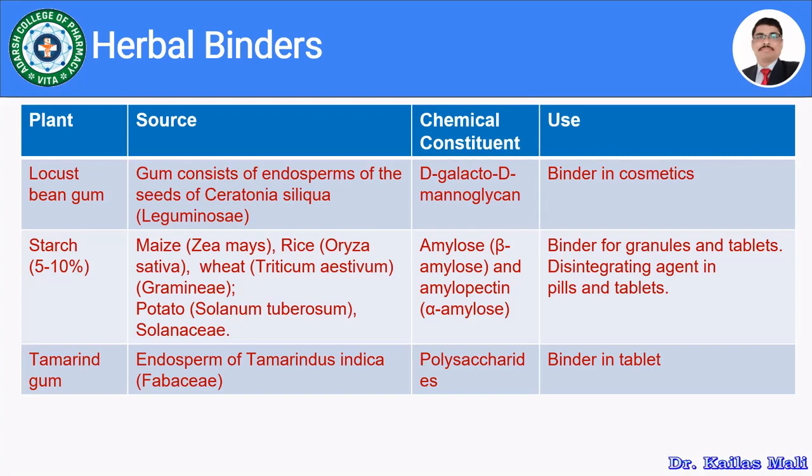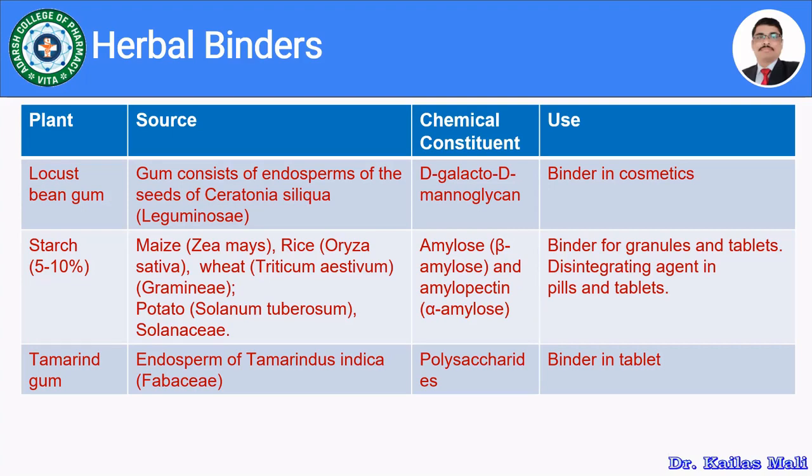The last gum which is being used in the formulations of the tablet is the tamarind gum. It is being obtained from the endosperms of the Tamarindus indica seeds belonging to family Fabaceae. It mainly contains the polysaccharide 1,4-beta-diglucan moiety, and it is going to be used as a binder in the tablet formulation. So these are the various gums or herbal materials which are going to be used as a binder in the various pharmaceutical dosage forms as well as in the cosmetics.